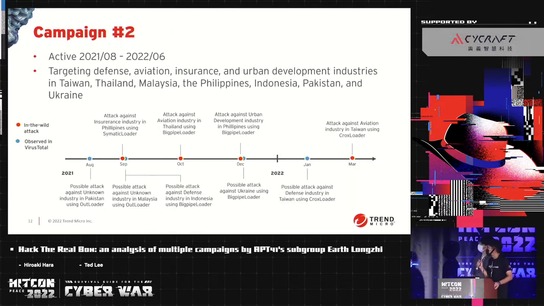Okay, campaign two. The active time, as we just talked about, is last August to this June. The targets are also the same as campaign one, but they added some new targets: defense and aviation related organizations. And the impacted countries are not only Taiwan, but also include Thailand, Malaysia, Philippines, Indonesia, Pakistan, and even Ukraine.